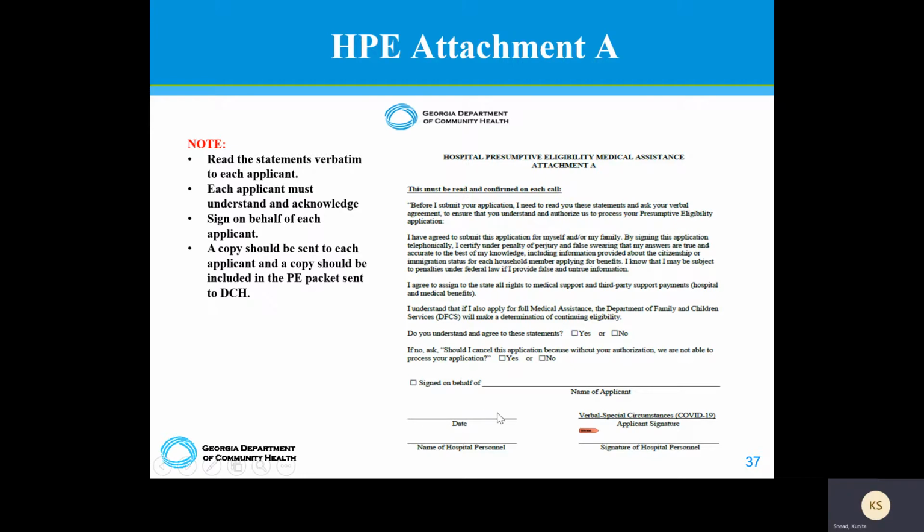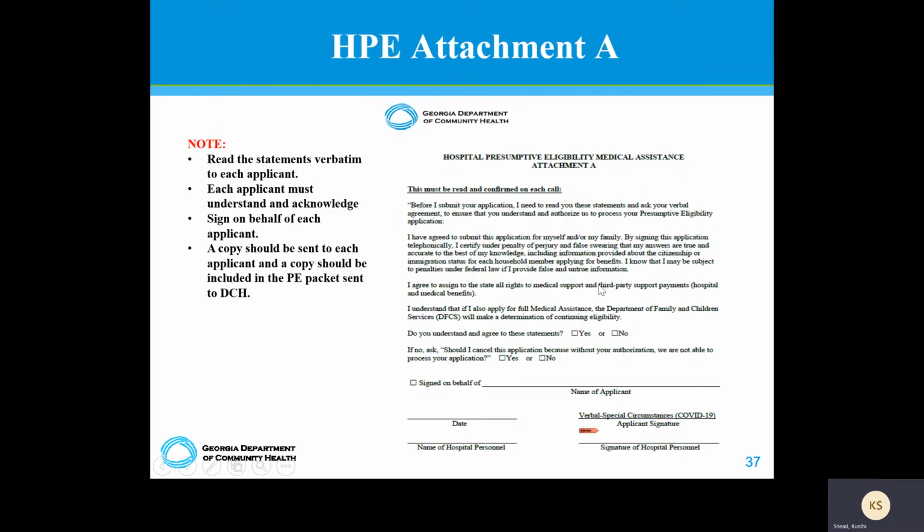So if they say yes, of course, you sign on their behalf. Then if they say no again, that's when you will stop. There's nothing else. You can't go any further. I'm not sure if that will happen. I haven't heard of that happening yet, but I'm not saying that it won't. But if it does, that means you can't go any further. The interview process is over.